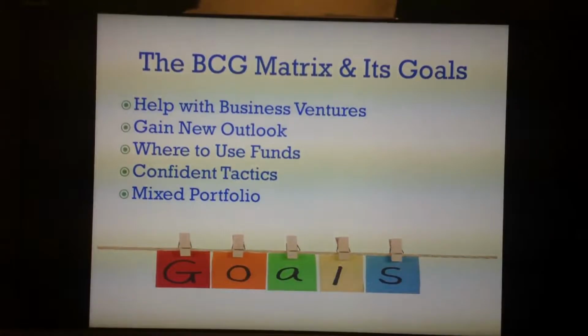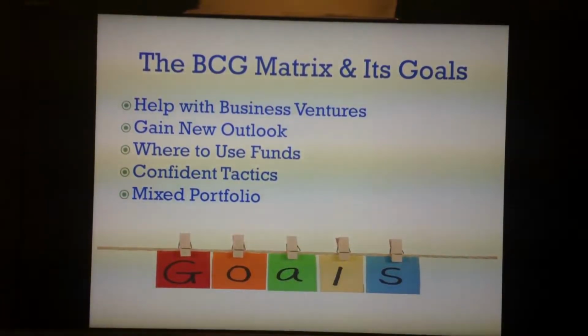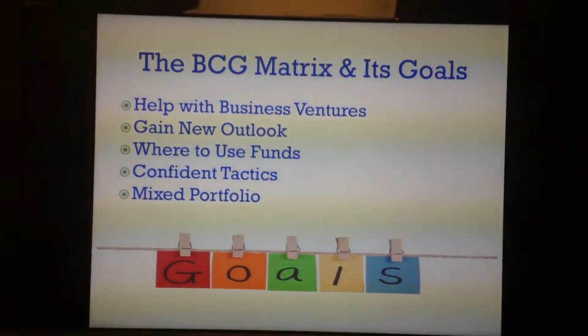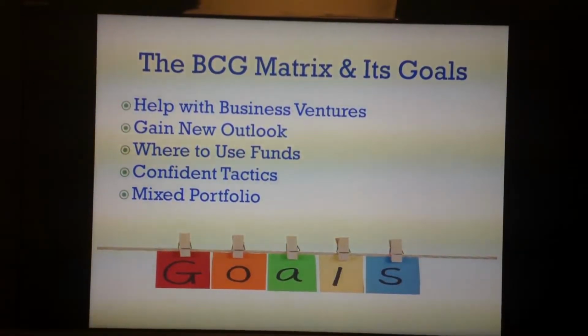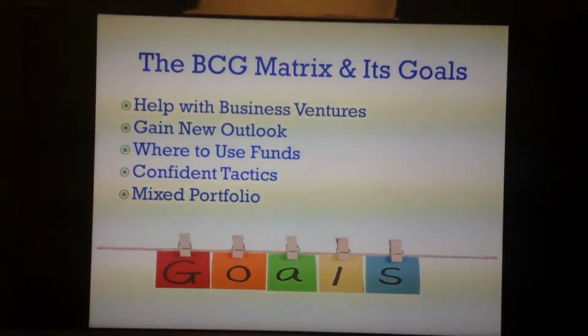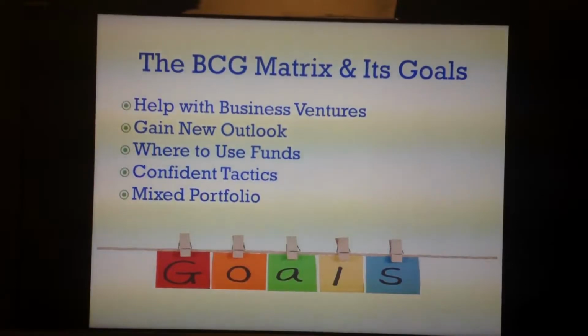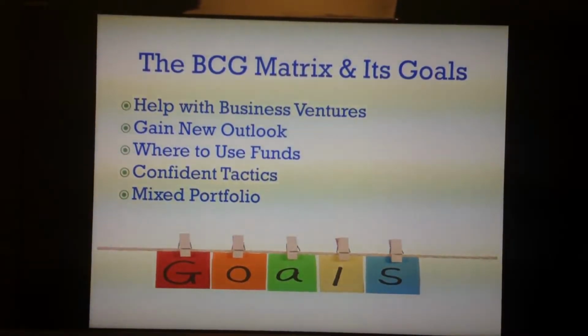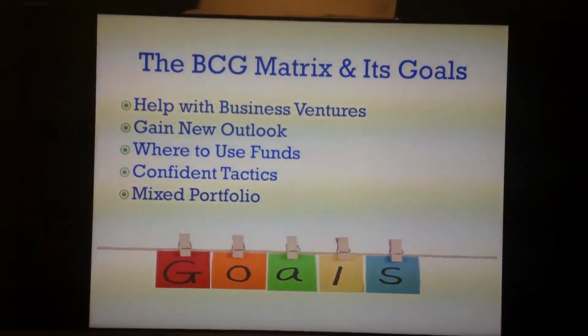The BCG matrix and its goals. The main goal for establishing the BCG matrix was to assist corporate analysts to understand and decide which of their business ventures to fund and how much, as well as exactly which venture to sell. With the analysis, the managers of these businesses were to gain new perspective. These newer perspectives would then help them plan with immense confidence to utilize the funds generated by the cash cows to fund the stars and even maybe the question marks.